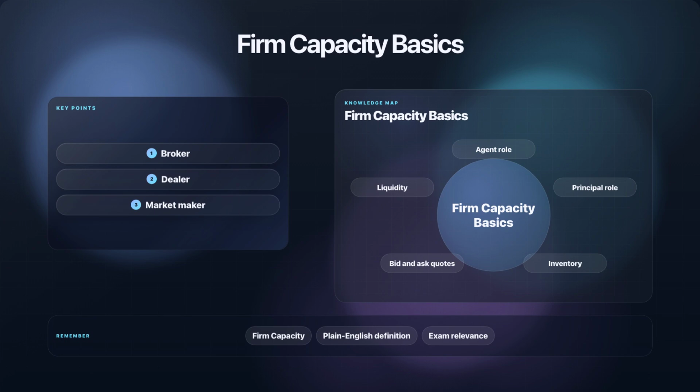The main idea is simple. A broker acts as agent, a dealer acts as principal, and a market maker provides liquidity through quotes. Your goal is not to memorize isolated words. Your goal is to understand how the concept works inside the securities industry.